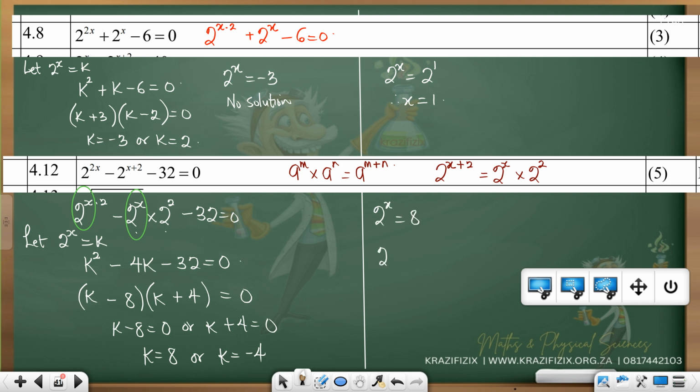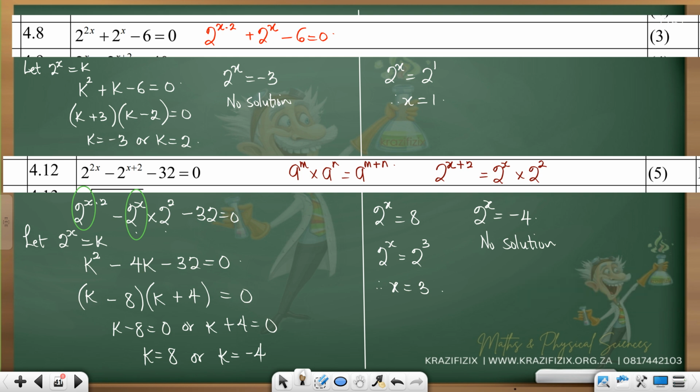Rules of exponents, we make sure both of them are of the same base. And then we equate the exponent. No solution here. As long as that base is positive, we will never get a negative answer.